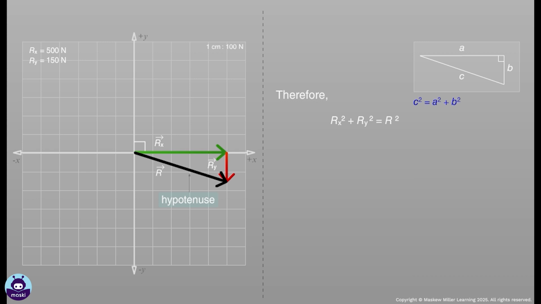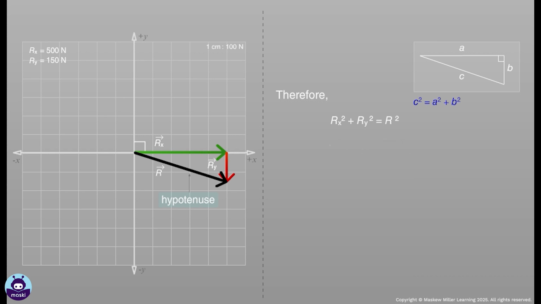We can write this equation because we are considering only the magnitude or the length of the two vectors. However, we cannot write vector rx squared plus ry squared equals r squared with arrows on top of the vectors. It is meaningless. Vectors cannot be squared.